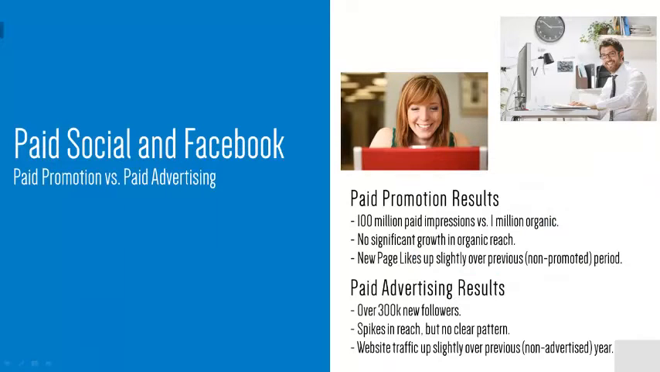So let's go back and see what kind of results Sally and Peter got out of these first forays into paid social. Sally earned about 100 million paid impressions at the end of the year versus about 1 million organic impressions that she gets. She didn't really see any significant growth in her organic reach over the course of the year. All of her reach was driven primarily by the money that she was putting into the platforms. And her new page likes went up slightly over the previous non-promoted period.